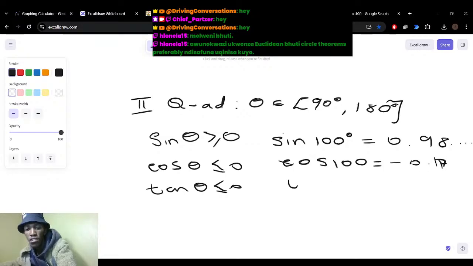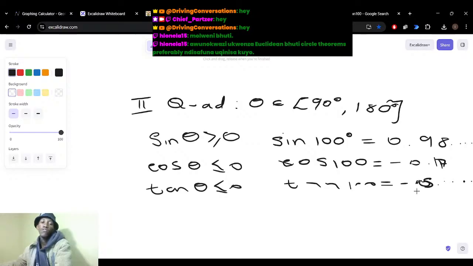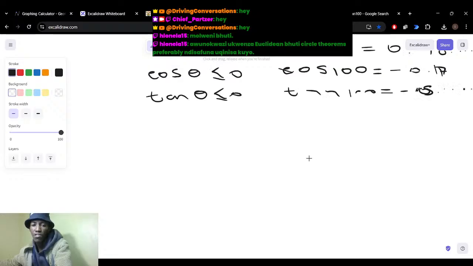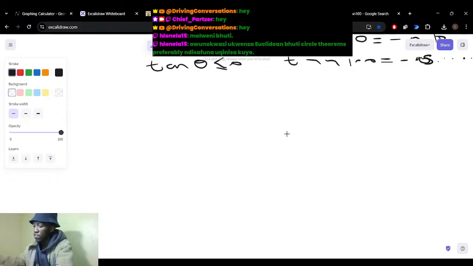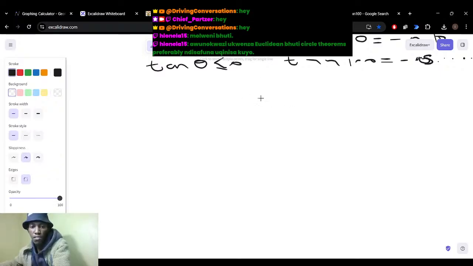We do see indeed that cos 100 and tan 100 are less than 0, right? But we don't have to go to a calculator to actually see whether they are less than 0 or greater than 0. We can just draw a graph of the trig functions. Let me just draw one now, just to show you something interesting.